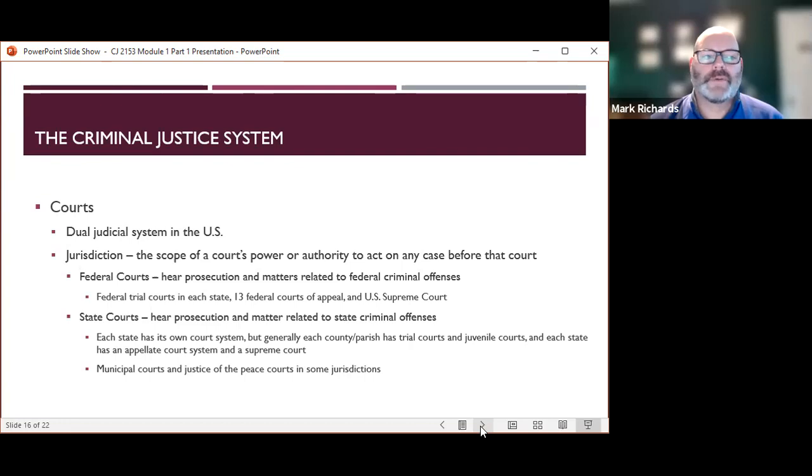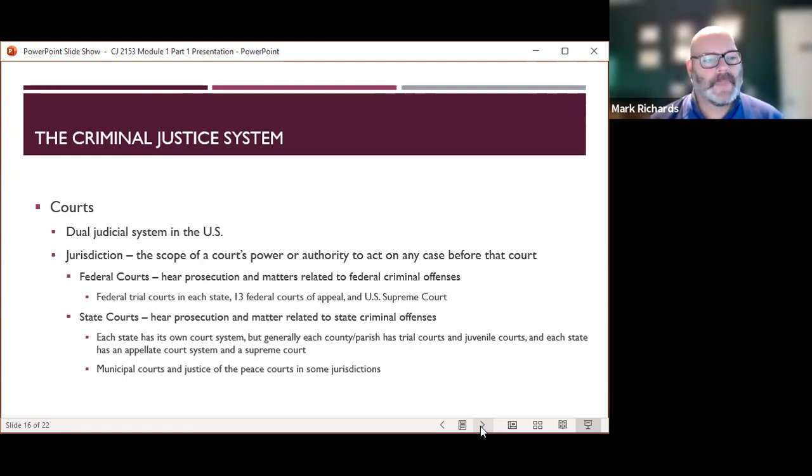The third part of the American criminal justice system is the courts. We have a dual judicial system in the United States, meaning we have courts at the state level and at the federal level. Within the court system, there must be jurisdiction. This is the scope of the court's power or authority to act on any case before that court.